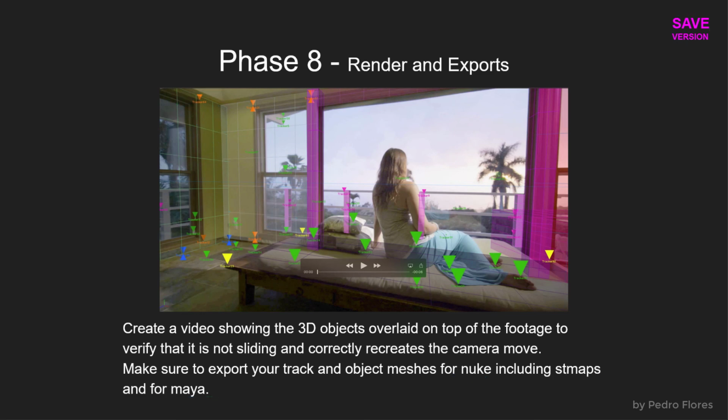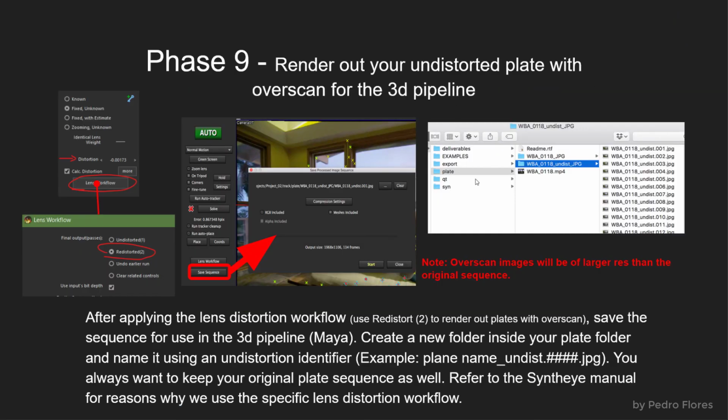What we're going to do is the last but not least, we're going to go back into thinking about the undistorted plate. So where do we use the undistorted plate, the overscan plate? This is the plate that needs to be sent from Synthesize with the lens distortion or undistortion applied to it. And in this case, on the solver panel, we will find the lens workflow. And in the lens workflow, when we click on that, we get a panel like this. And what we're going to do is we're going to redistort too. And what this does is essentially applies the lens distortion, and also does the overscan.